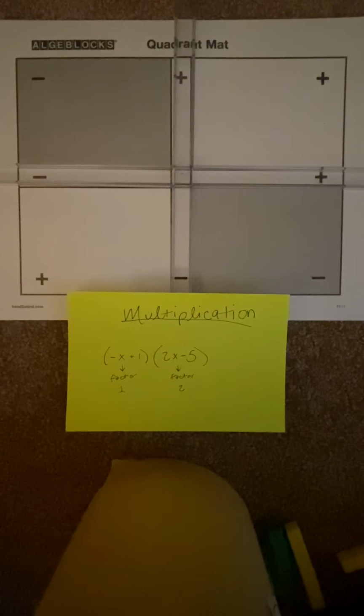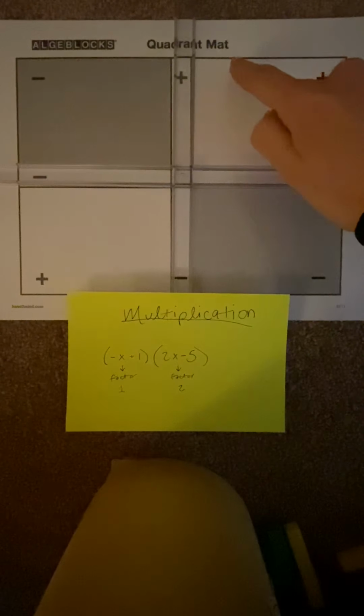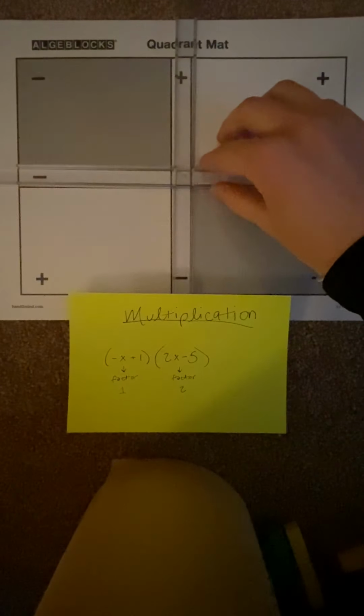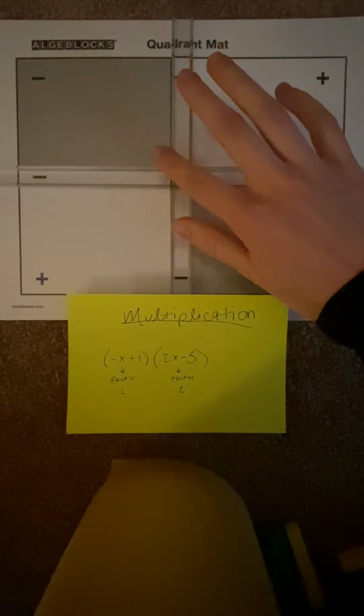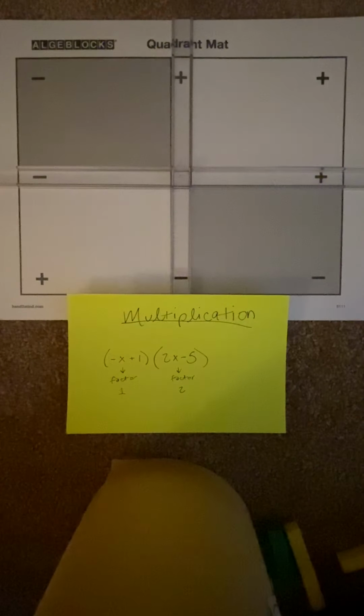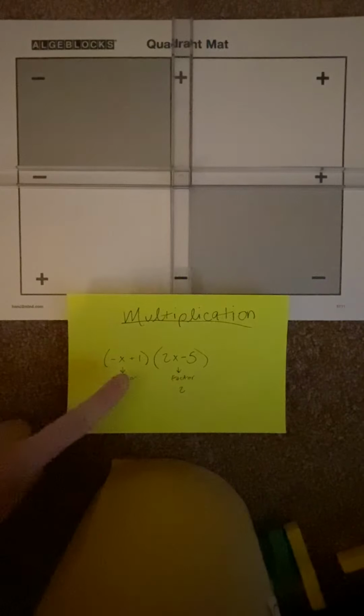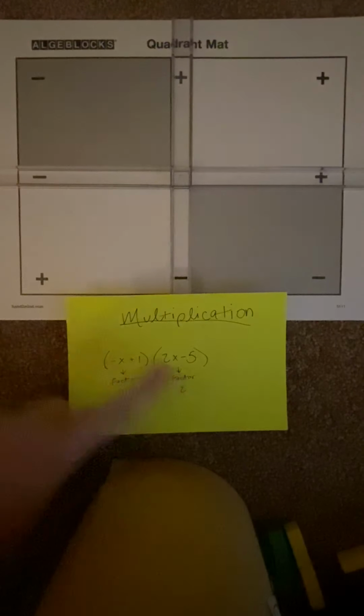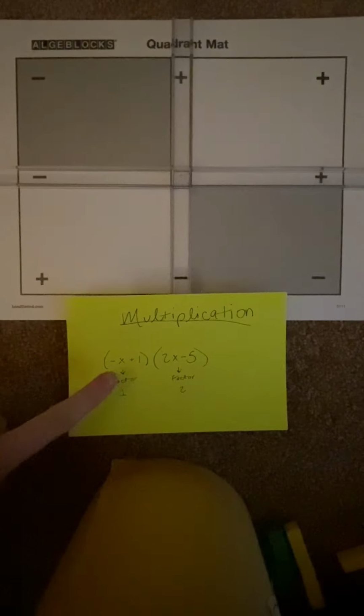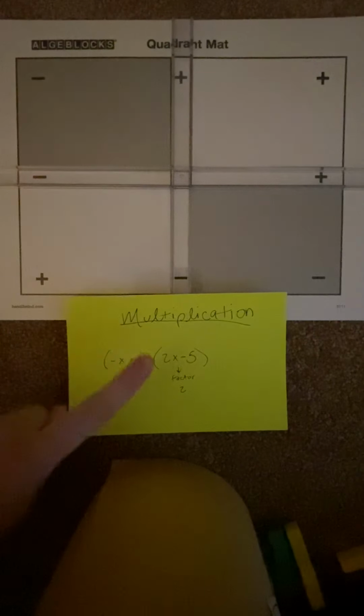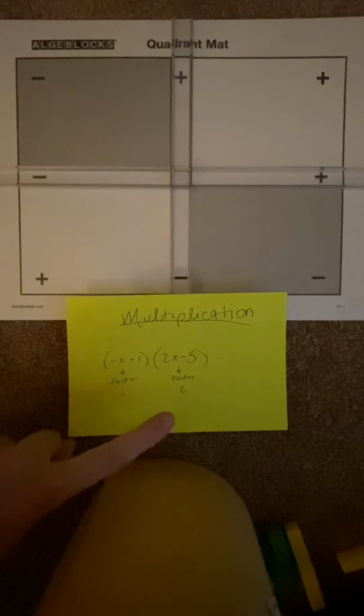All right, so next we are going to be looking at multiplication using AlgebLox. I switched my mat from the basic mat to the quadrant mat, and I am now using a factor track, which is right in the middle here, and that is going to help us to multiply. The problem we're going to be looking at is negative x plus 1 times 2x minus 5. Negative x plus 1 is our first factor, and 2x minus 5 is our second factor.